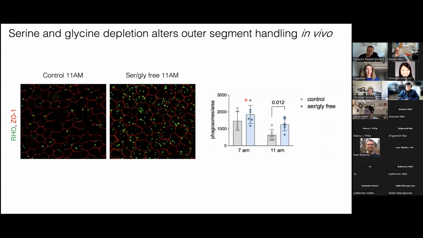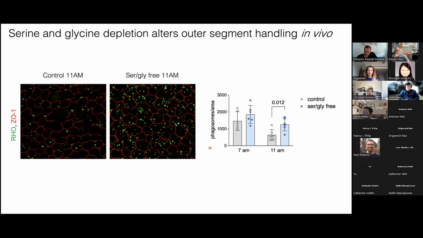So we did this in our control and our serine glycine free fed animals. We looked at a couple of different time points, but I'm showing 11 a.m. here because this is supposed to be within that kinetic window where you can catch a lot of differences. And what we saw was a very clear increase in the number of rhodopsin puncta in our serine glycine free fed animals, suggesting that maybe the outer segments were not getting taken in and degraded as they were in the controls. We also looked earlier, closer to light onset, and saw a trend, but not the same significance as when we waited later in the day.